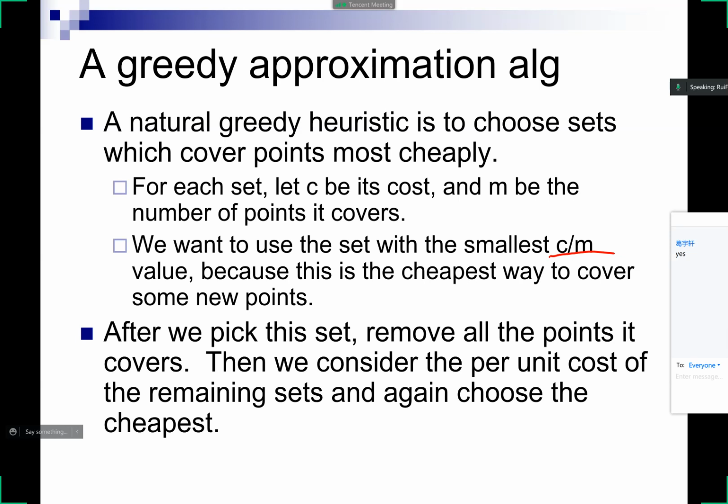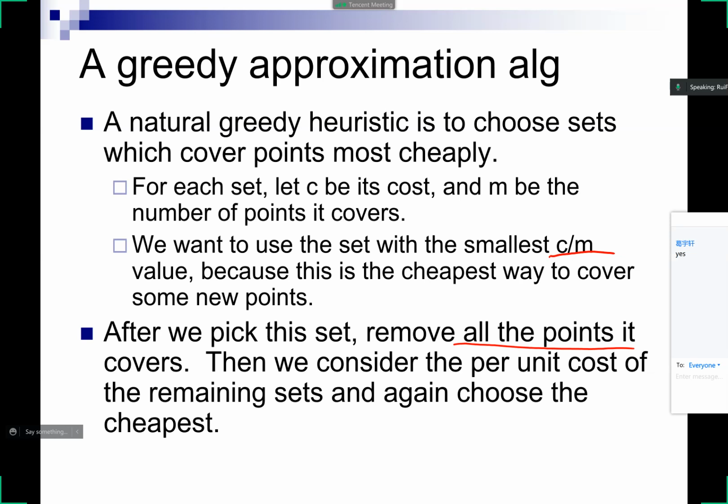After you choose a set, since you're going to cover some points using the set, you're going to remove all of the points it covers. Then we're going to look at the remaining points, which have not been covered yet, and we also have some remaining sets. We're going to look for the per unit cost for the remaining sets, which can cover these uncovered points. For all of the sets that we can still select, we don't care if they can cover some of the already covered points. We only care how cheaply they can cover these uncovered points.